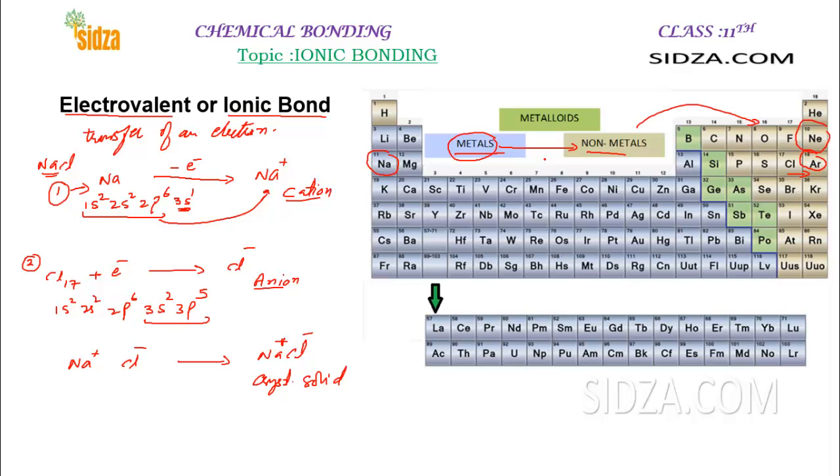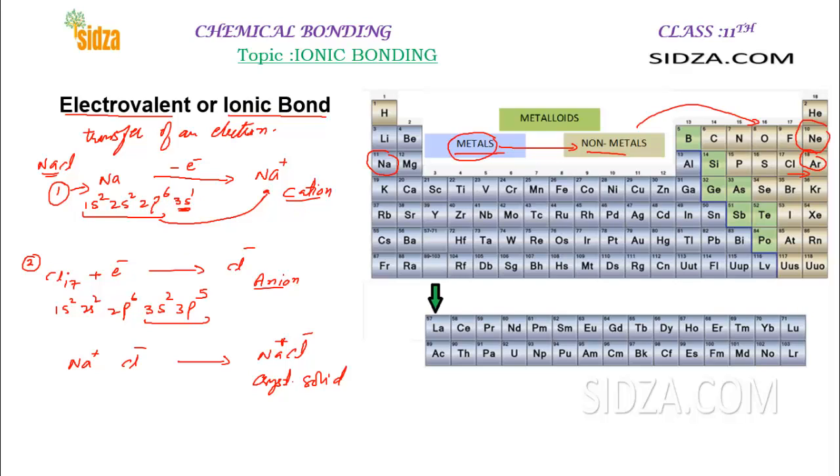Because we need one atom that can lose an electron and another that can gain an electron, and that is only possible when you react a metal with a non-metal. Two metals cannot form an ionic bond, and two non-metals cannot form an ionic bond. It's only possible when you react a metal with a non-metal, because only then can the transfer of electrons take place.